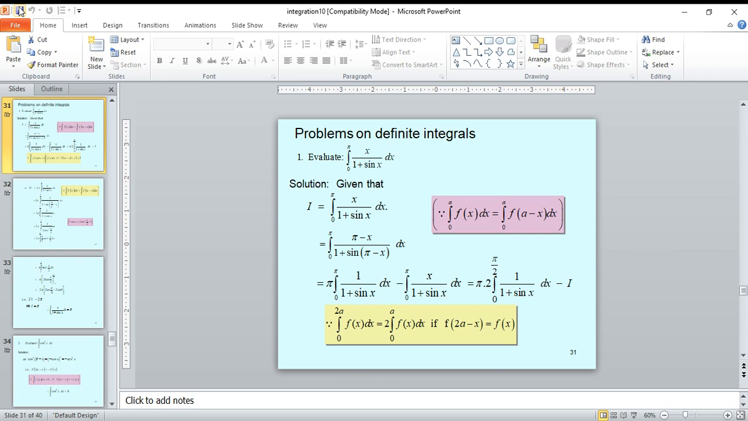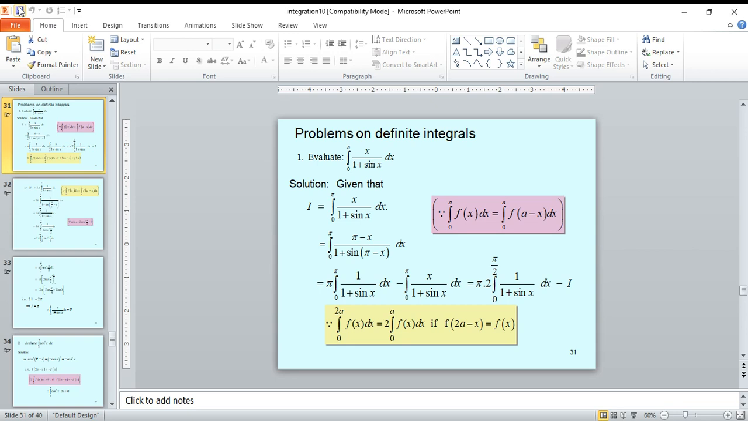Integration 0 to a f of x dx equals integration 0 to a f of a minus x dx. Apply this rule. I equals integration 0 to pi, in place of x as pi minus x, pi minus x by 1 plus sin of pi minus x dx. So take out pi outside. Integration 0 to pi 1 by 1 plus sin of 180 minus theta. 180 minus theta is sin theta.